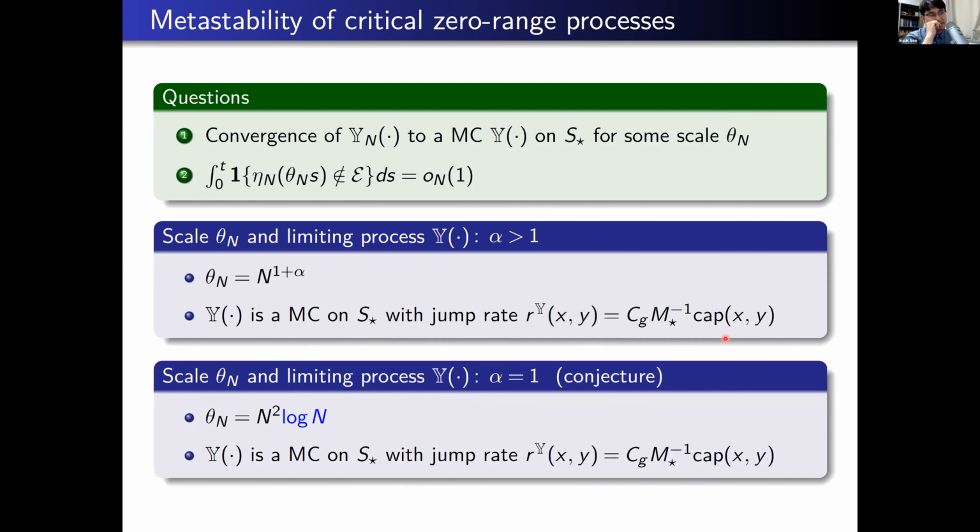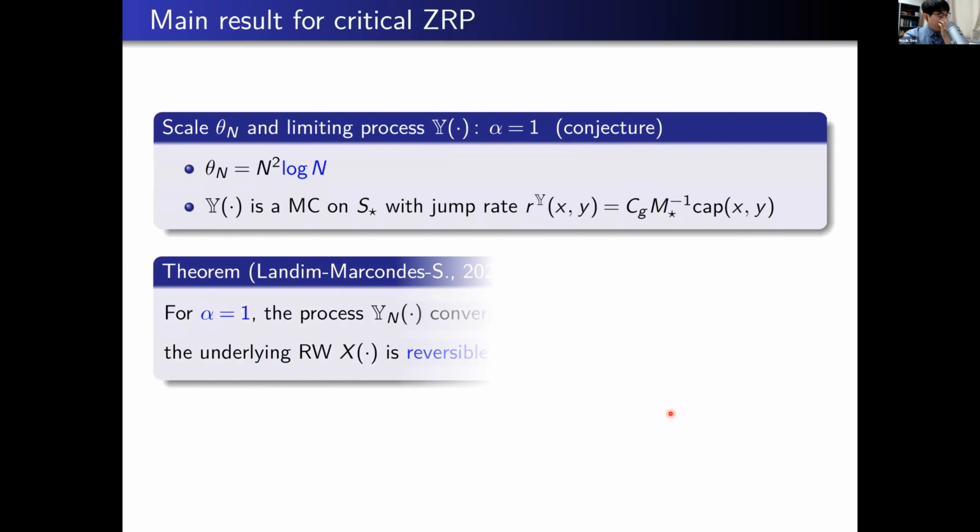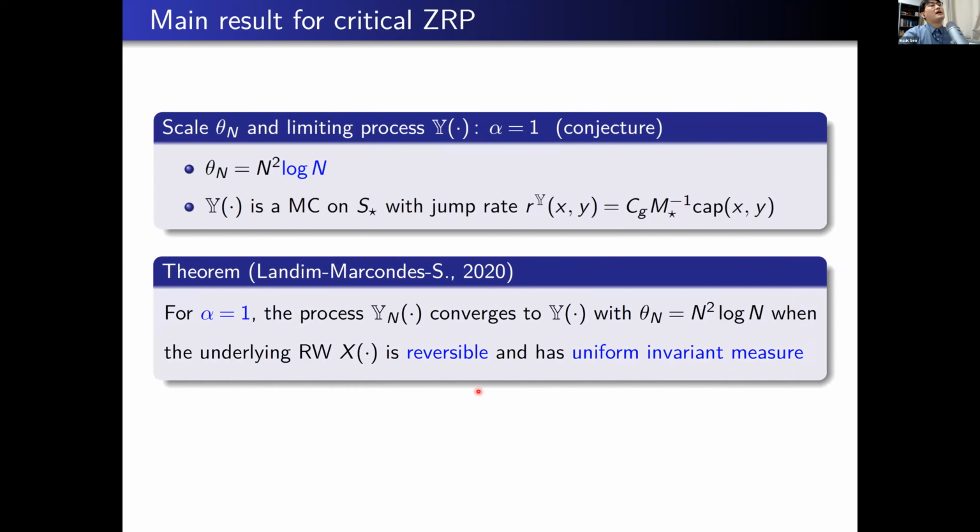For the critical case, it is conjectured that we still have the same form of Markov chain, but there will be an additional log n factor for the scale theta n. The appearance of this additional factor comes from the fact that the metastable set here is much larger than in the supercritical case, so you stay there for a longer time scale. Okay, this conjecture has been verified recently in my work.